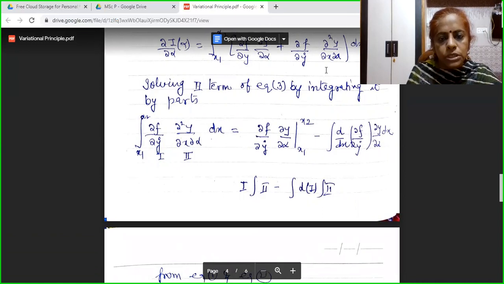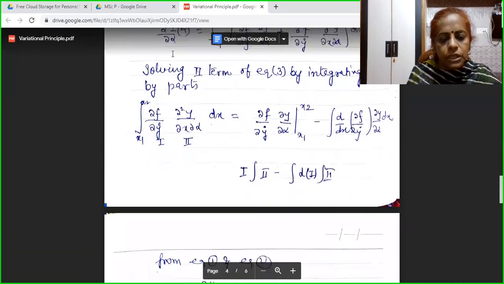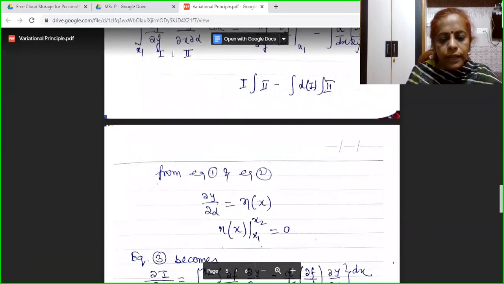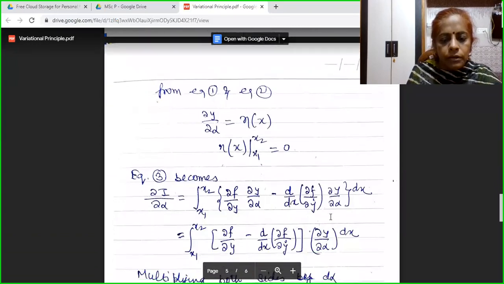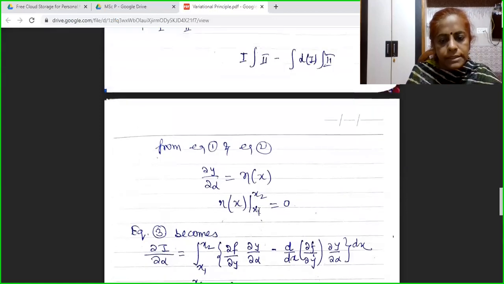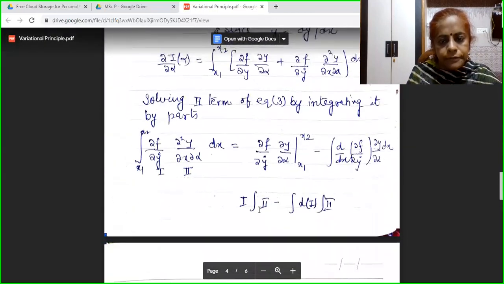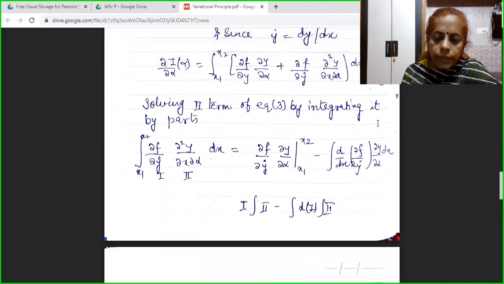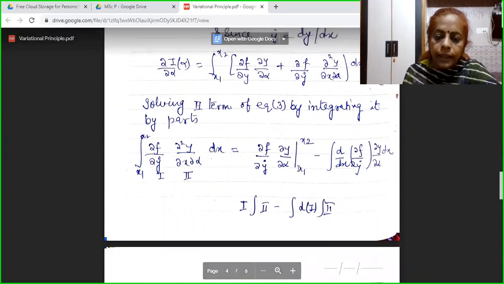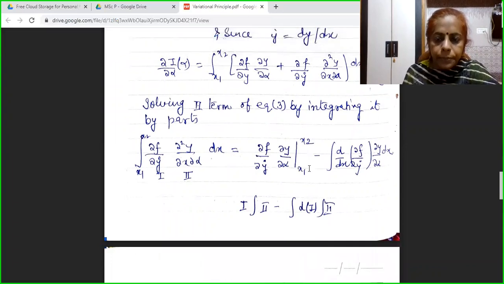Now I am using both these expressions. So my partial differential of I with respect to α will become: first term ∂f/∂y times ∂y/∂α. This is the first initial term. Now, what is in this term? I have ∂y/∂α at endpoints. I have to find out the value of ∂y/∂α.